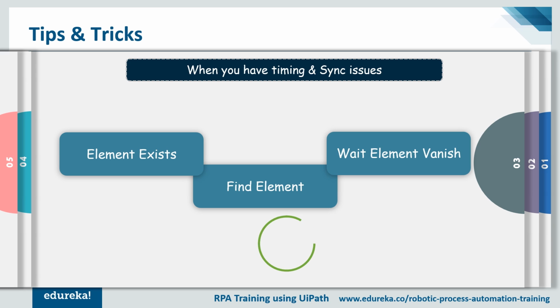So for the timing issues, you can consider the timeout parameter in UiPath, where you mention the milliseconds or the seconds, so that UiPath waits that amount of time before throwing an exception. And for the syncing or synchronization issues, you can consider the element exists, find element, and wait element vanish activities, right?